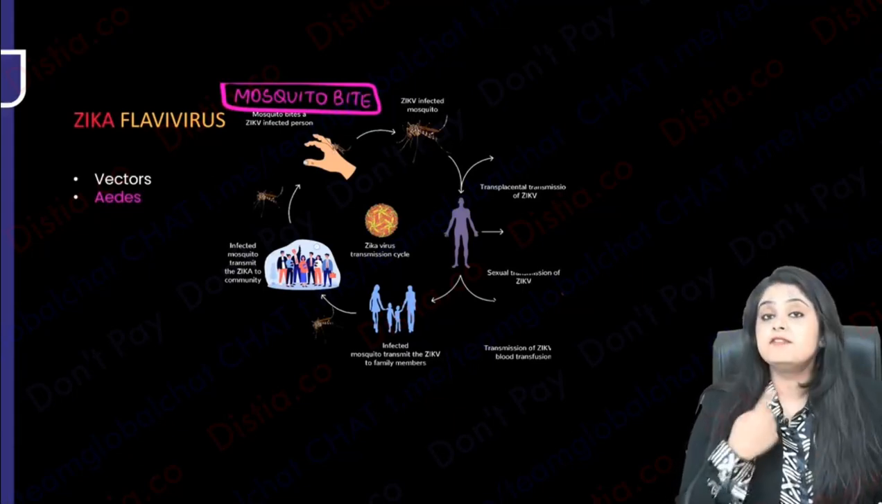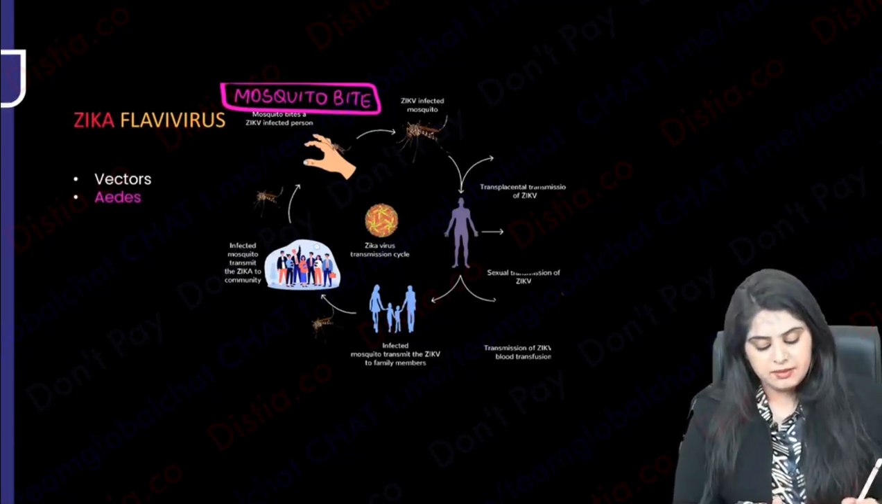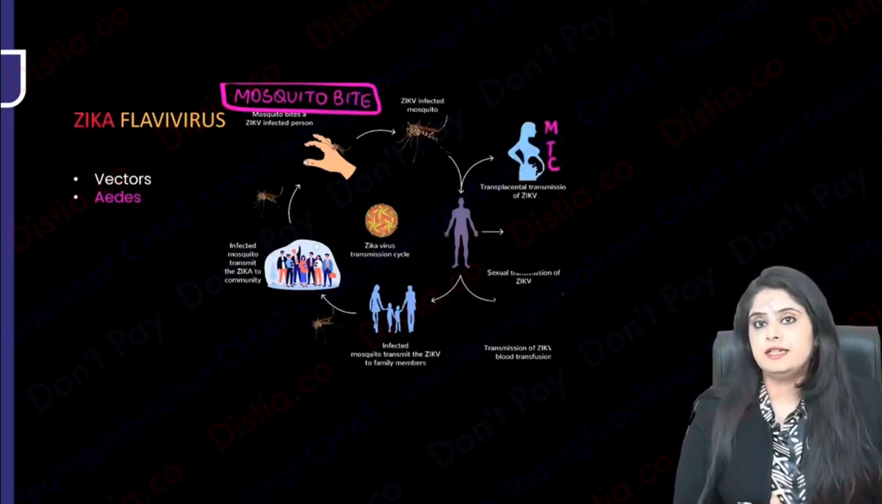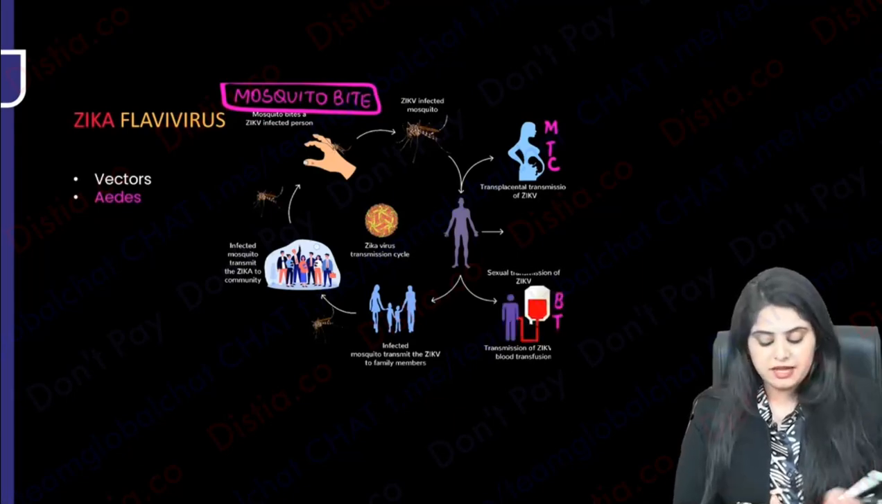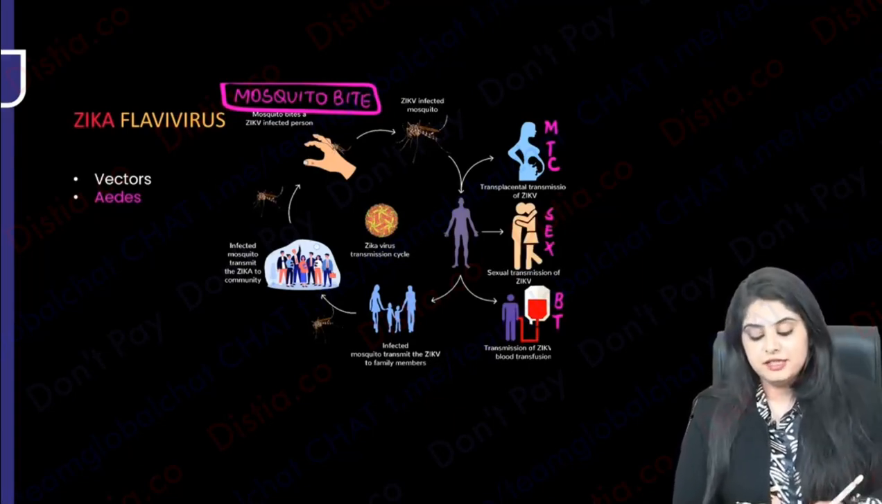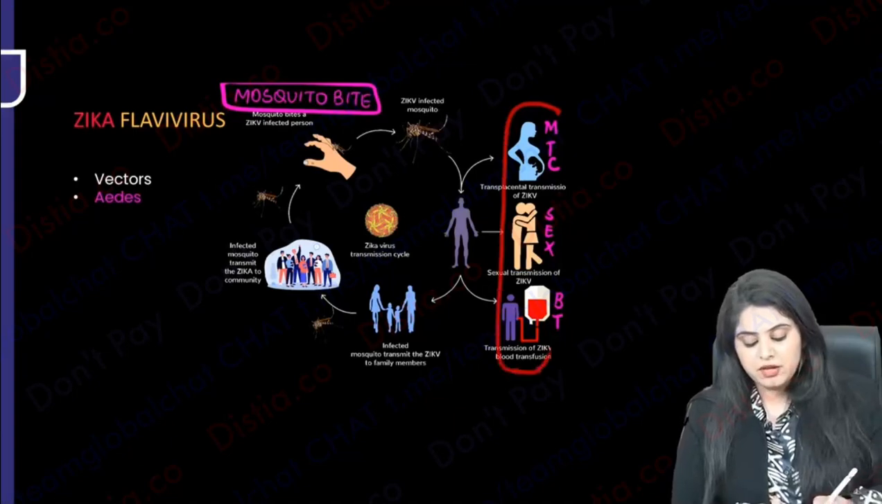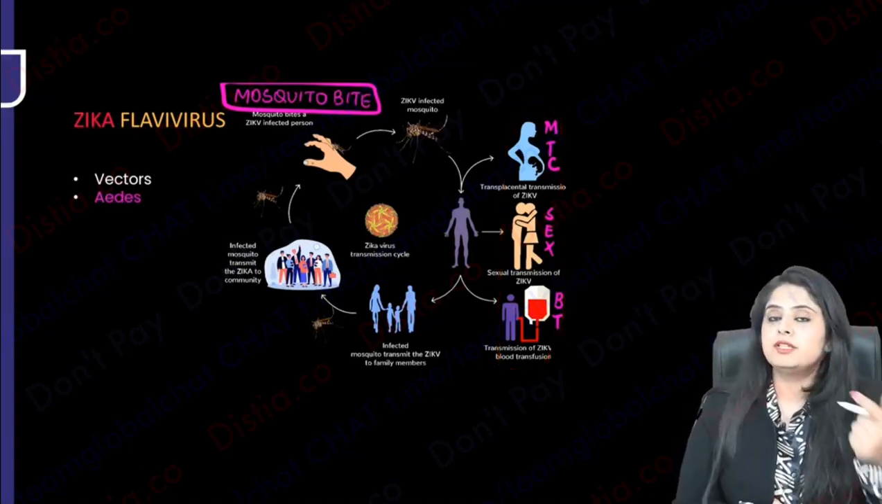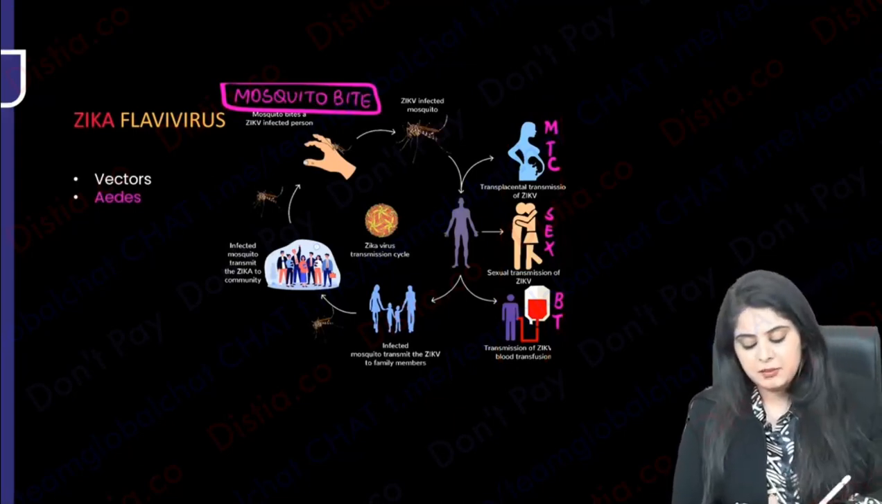But how can it further get transmitted? So tell me, can Zika virus get transmitted from mother to child? Yes. Can it get transmitted via blood transfusion, blood products? Yes. Can it get transmitted via sexual contact? Yes. So remember, these are the three routes of how human to human contact can occur: sexual, mother to child, as well as blood transfusion.